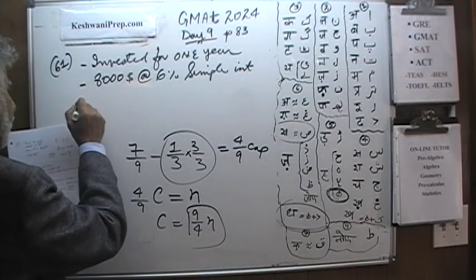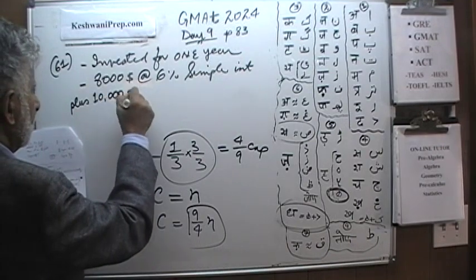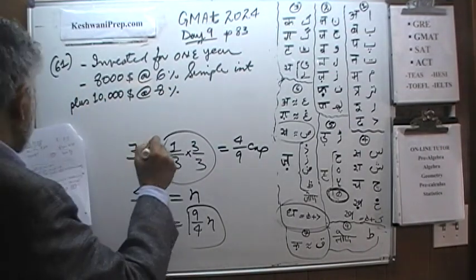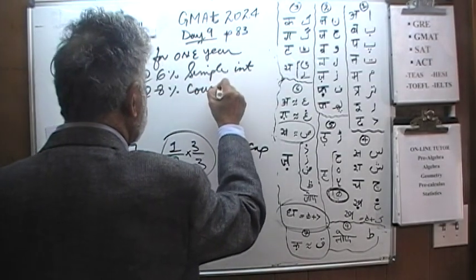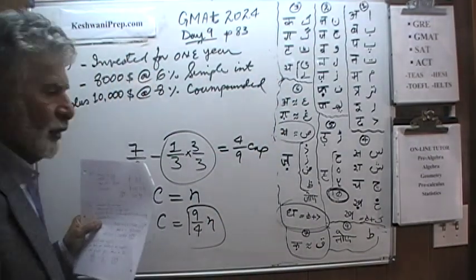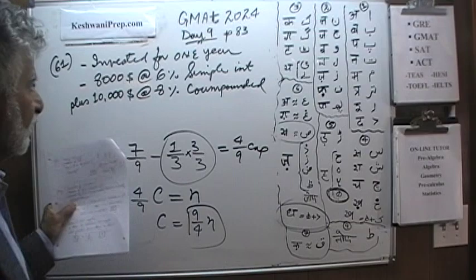And then we're going to take an additional $10,000, which we're going to invest at 8%, which is going to pay us 8% compound interest. I hope I spelled compound correctly, which I did not. I don't know why there is an extra U in there.